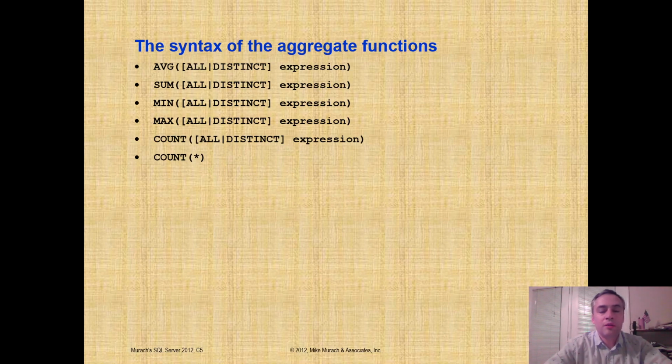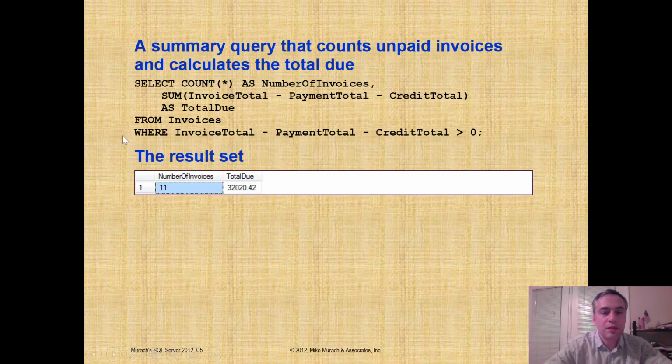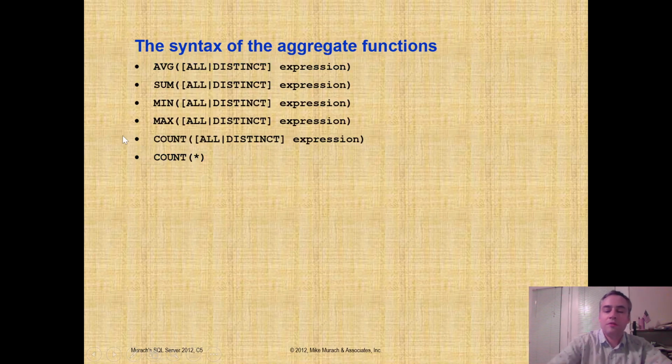So first of all, aggregate functions. To summarize data, we're using aggregate functions such as average. It can be all or distinct, and expression is usually one column that we are averaging over. Sum, which is a total of values in some column, min, max, count, and count all.